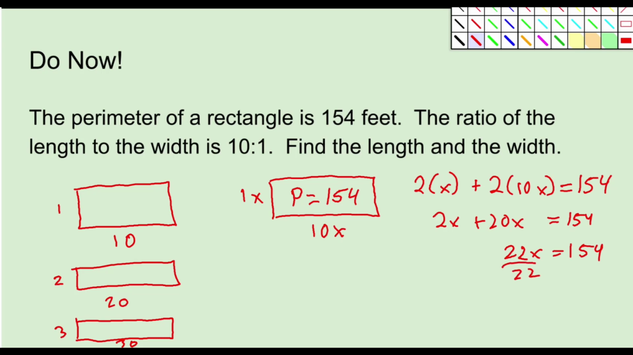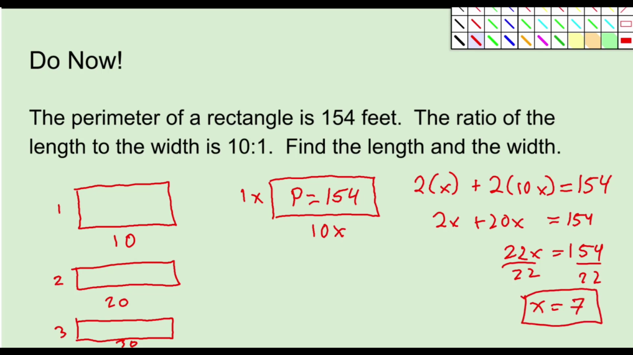Divide both sides by 22, easy algebra. x is equal to, let's see, what is 154 divided by 22? And that's 7. Oh, nice, it went in there evenly, so x is 7.